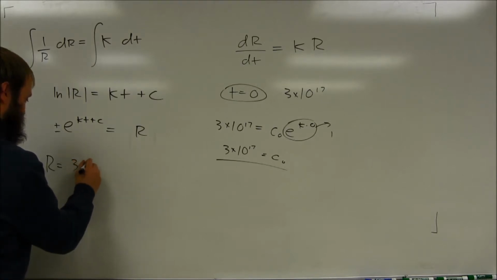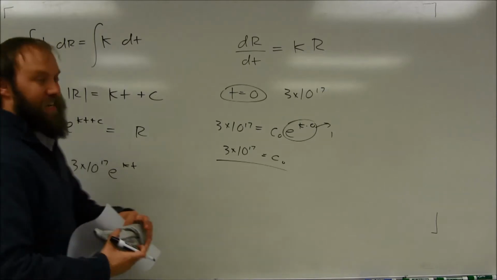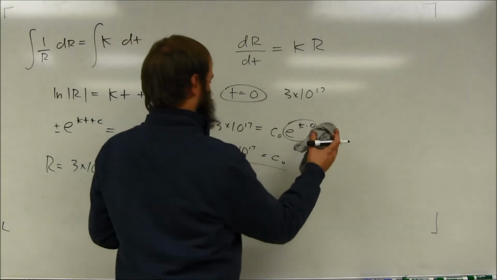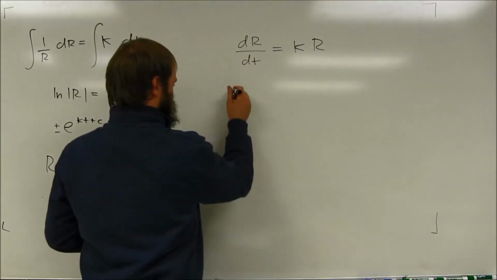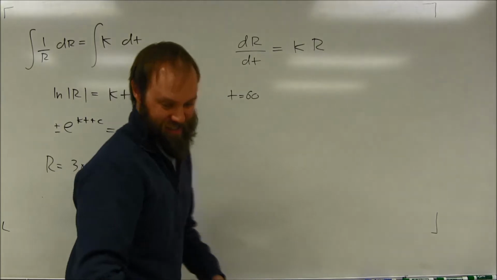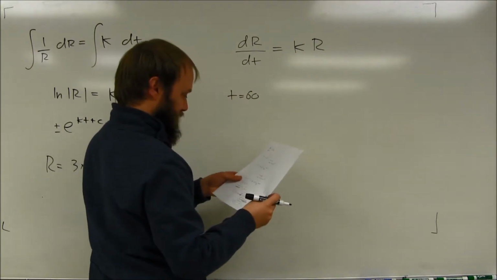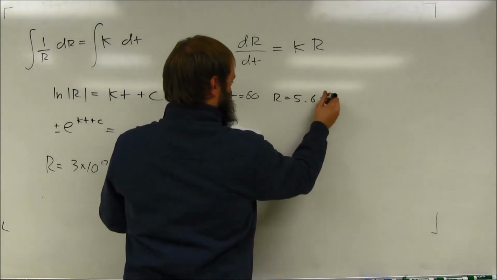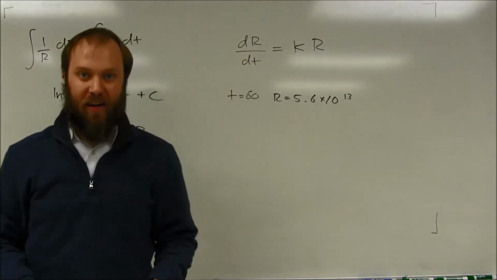It's going to be 3 times 10 to the 17th e to the kt. All right? However, there are two variables, I've got to solve for the k and I've got to solve for the C. I've got the C, so I'm going to go back. Now I know that after 60 seconds, after t is equal to 60, there's a total of, I believe it's 5.6 times 10 to the 13th units of radiation remaining.